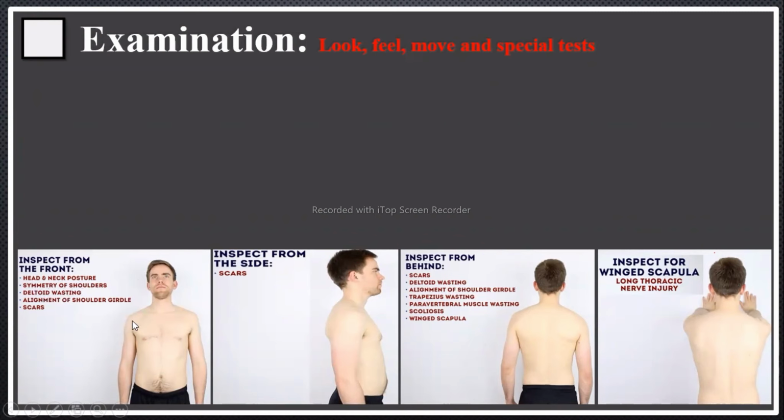You will check for alignment of the shoulder girdle. You will check for scars. Remember that in any examination, not only the shoulders. And from the sides, for scars. They will not ask you in the exam regarding this point. Just remember to look. Inspect from behind for scars.